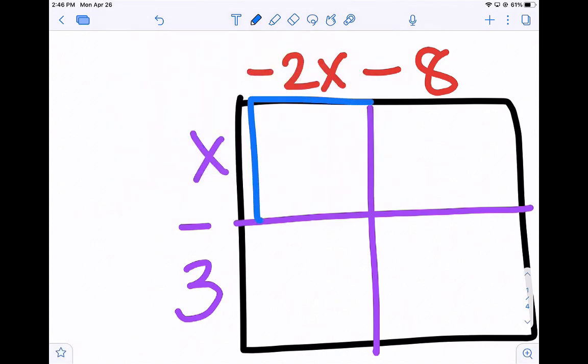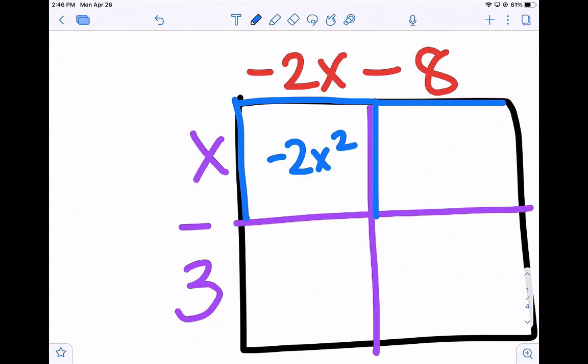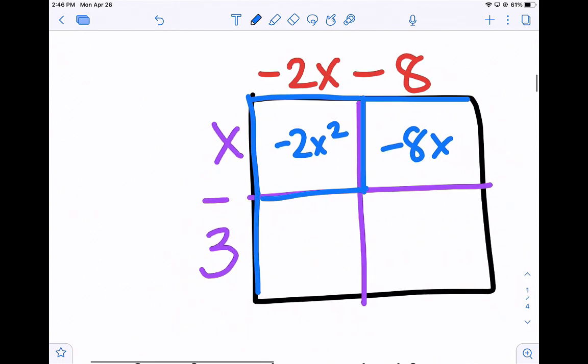I'm trying to draw this at the same time. All right, so again, it's negative 2x times x is negative 2x squared. Then we have negative 8 times x, which is negative 8x. Then we have negative 2x times negative 3, that's a positive 6x. And we have a negative 8 times a negative 3, which is a positive 24.